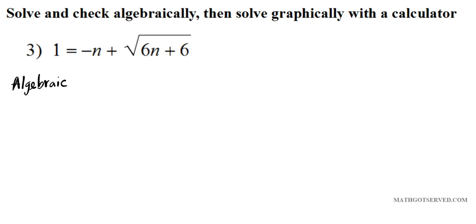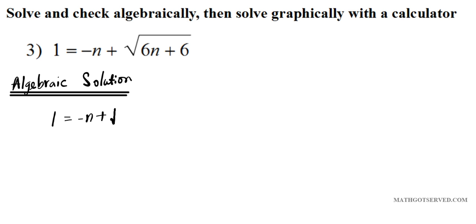Algebraic solution. That's how we'll title it. Now, when you're solving radical equations algebraically, the number one goal is to eliminate the radicals so you can solve the resulting quadratic or linear equation using the appropriate algebraic steps. Now, to get the radical component isolated here in 1 equals negative n plus the square root of 6n plus 6, we have to first add n to both sides of our equation.